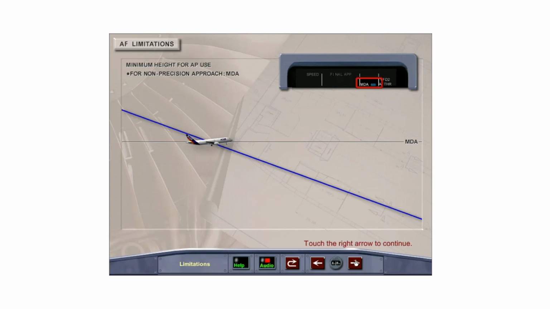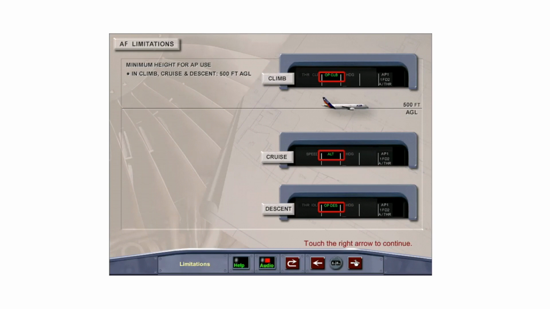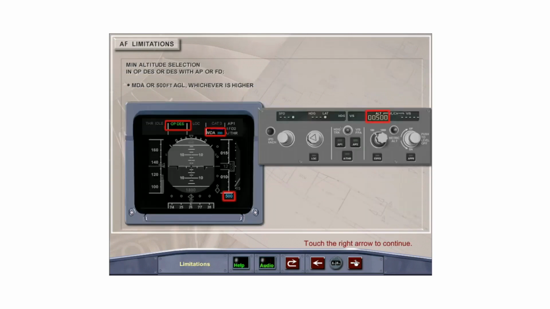For a straight-in non-precision approach, the minimum height for use of the autopilot is the applicable MDA. Recall that the autopilot will automatically disengage at MDA minus 50 feet if an MDA is entered into the MCDU approach page, and at 400 feet AGL if no MDA has been entered. For climb, cruise, and descent, the minimum height for autopilot use is 500 feet AGL. The use of the autopilot or flight director in open descent or descent mode is not permitted on approach unless the FCU altitude is set to MDA or 500 feet, whichever is higher.